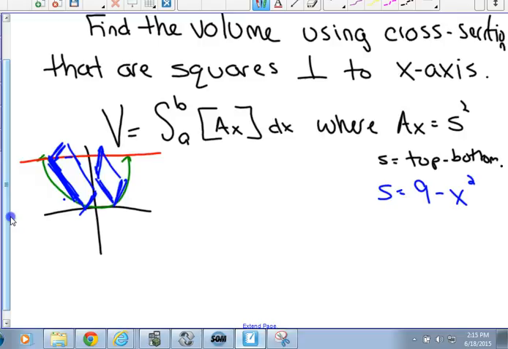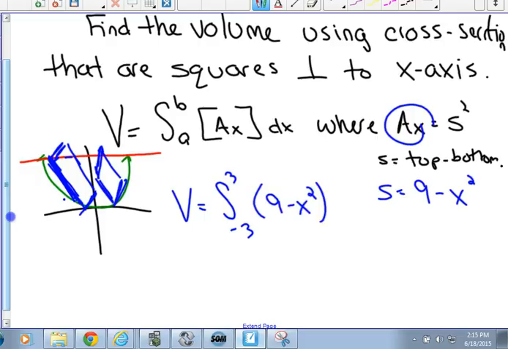Now, when you're trying to figure this out, our formula, here's 3 to negative 3 still. To find A of X, it's the side squared. So we're going to take 9 minus X squared, all squared. The reason we're doing A of X equals side squared is because to find the area, that's what this part is, it's like adding every single little area together to create the whole volume. The area of a square is length times width, but if it's a square, all the sides are the same. So side times side is side squared. That's kind of what's going on here.